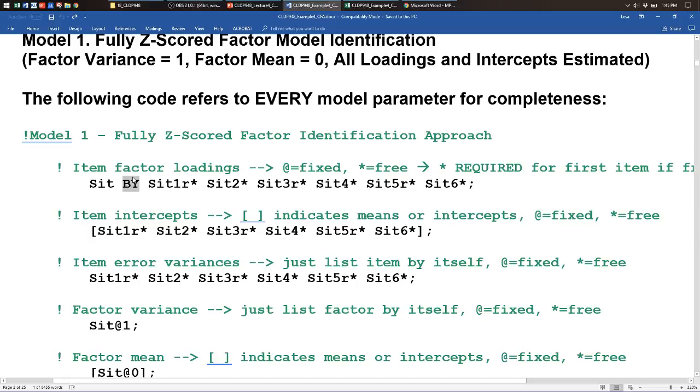Just so you know, when I write code, I tend to write program-specific keywords in capital letters, and I tend to write my own variables in sort of title case. M+ is not case sensitive. You don't have to follow this. I just try to do it to make it easier for you to figure out which things get swapped in and out. So by is an M+ keyword that means measured by. It means you are defining what observed variables are going to represent this latent factor here.